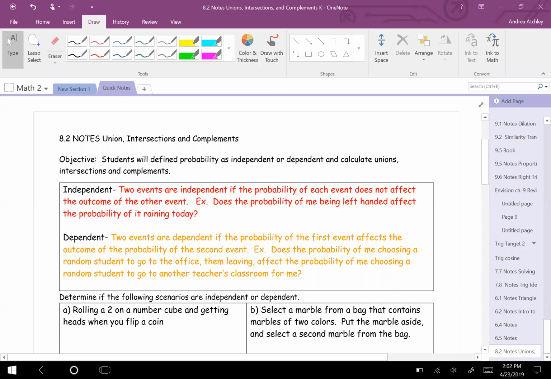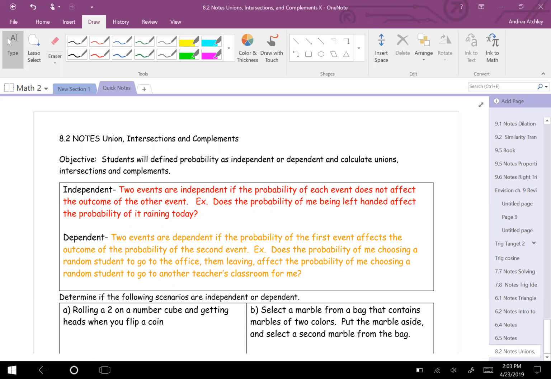Okay, so now we're going to talk about independent and dependent events. Two events are independent if the probability of each event does not affect the outcome of the other event. So they're not related to each other. Does the probability of me being left-handed have anything to do with the probability of it raining today? No, those are independent events.